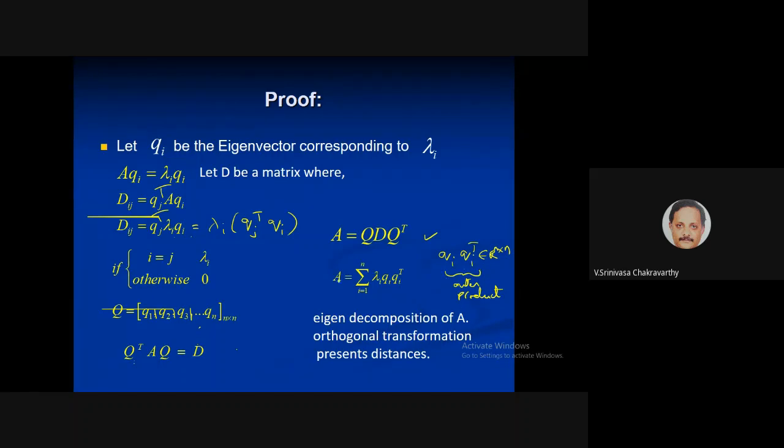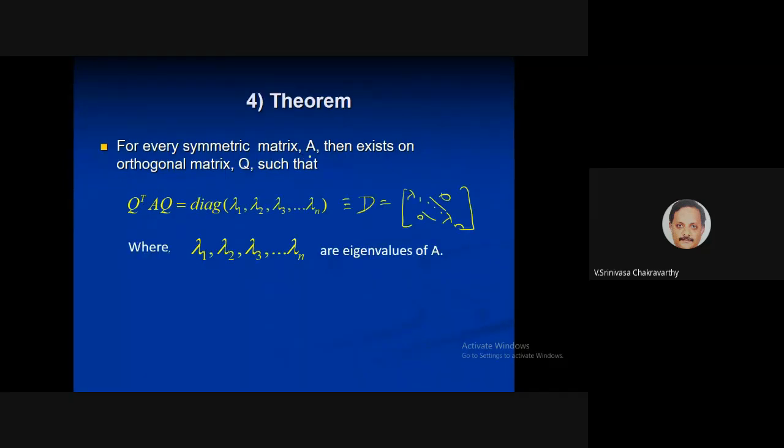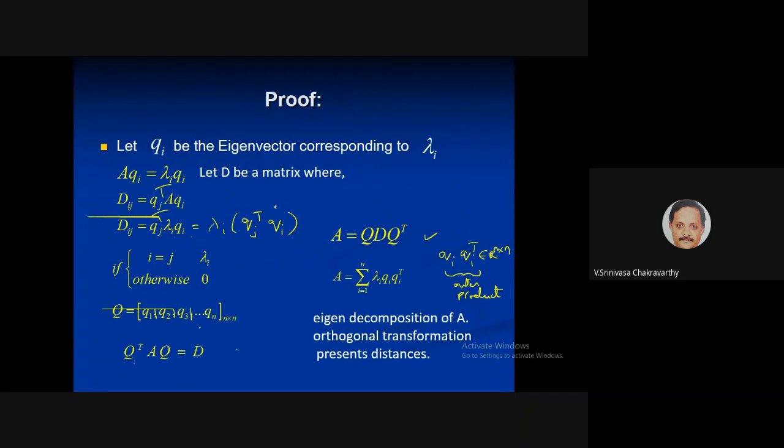So you can express the matrix A, where A is a symmetric matrix and Q is the corresponding orthogonal matrix, right? Then you can express matrix A as a linear sum of the outer products of the eigenvectors, which are weighted by the eigenvalues. Anyway, this is called the eigen decomposition of A.